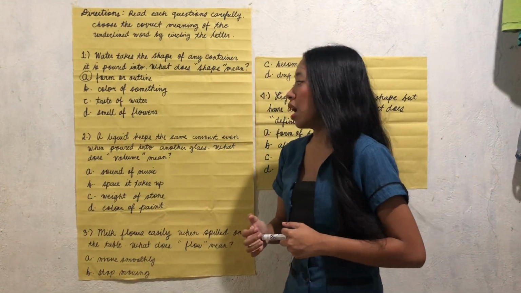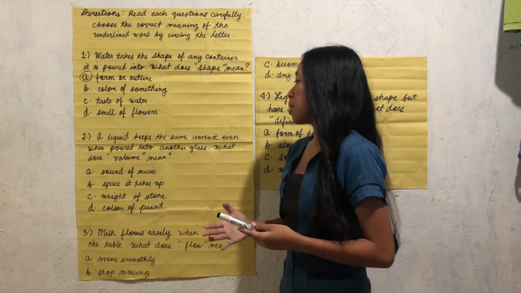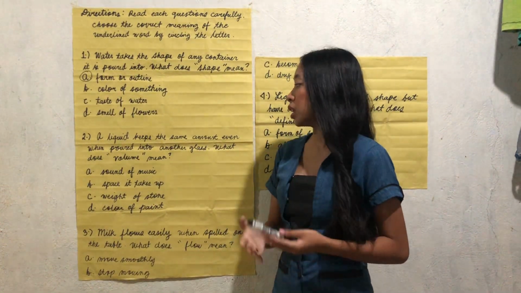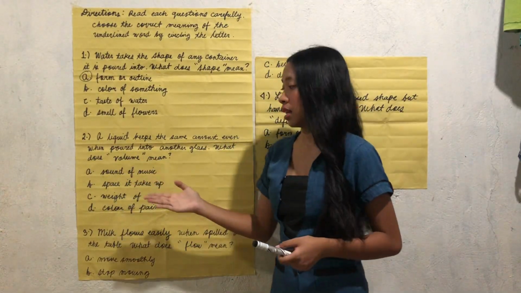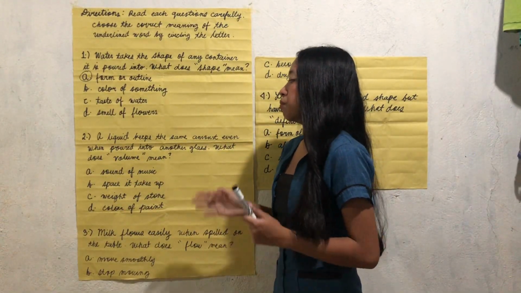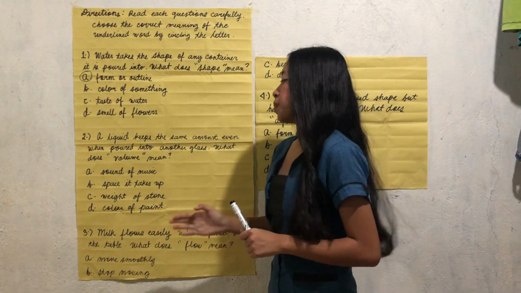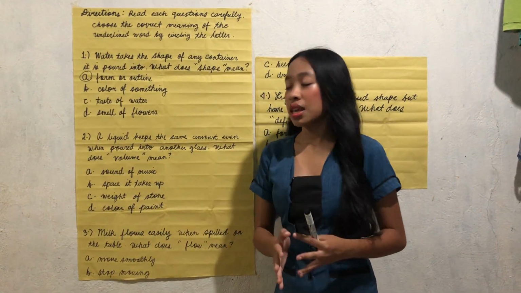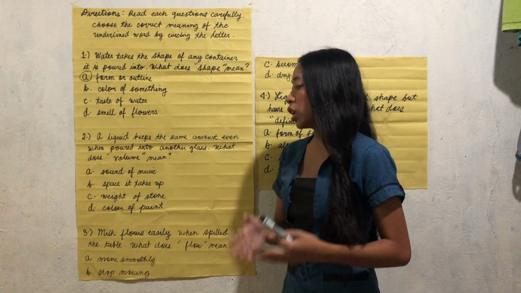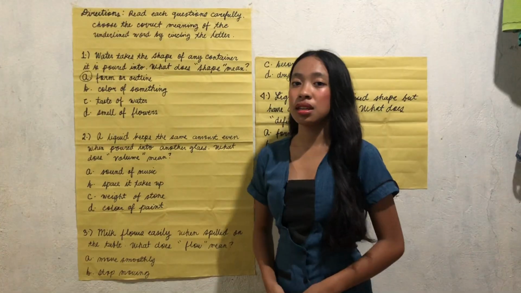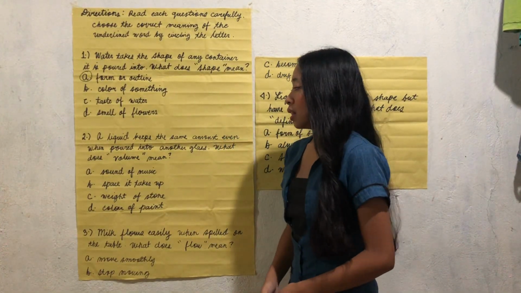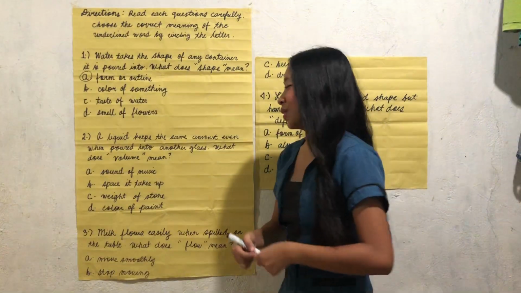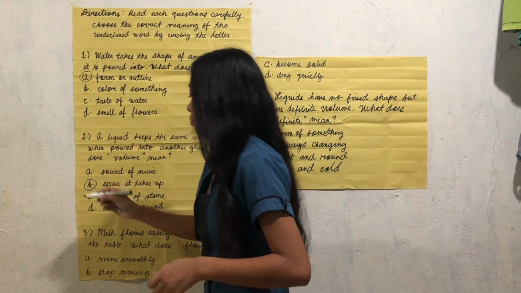Number 2. A liquid keeps the same amount even when we pour it into another glass. What does volume mean? A. Sound of music. B. Space it takes up. C. Weight of stone. Or D. Color of paint. What is the answer of number 2? Letter B. Okay, very good.